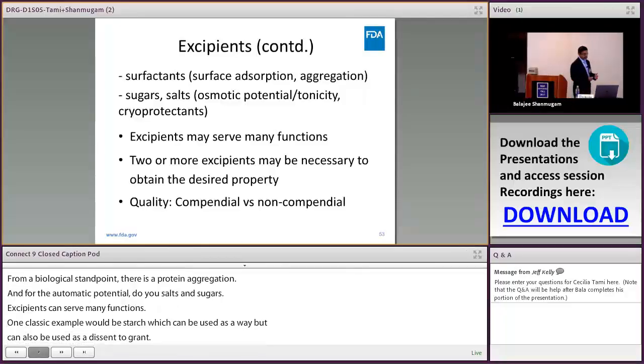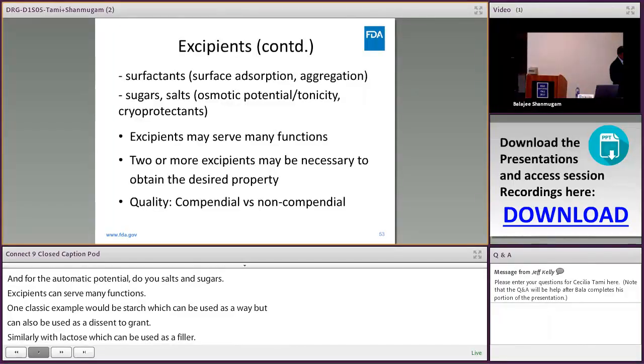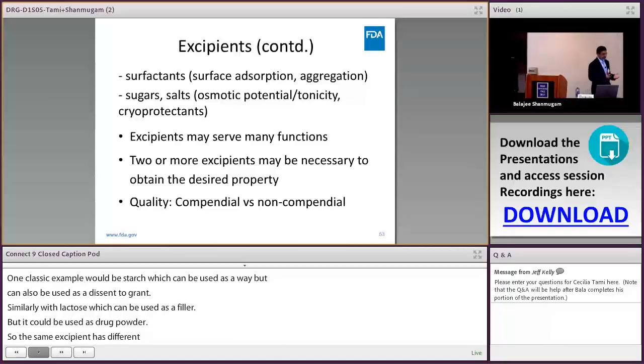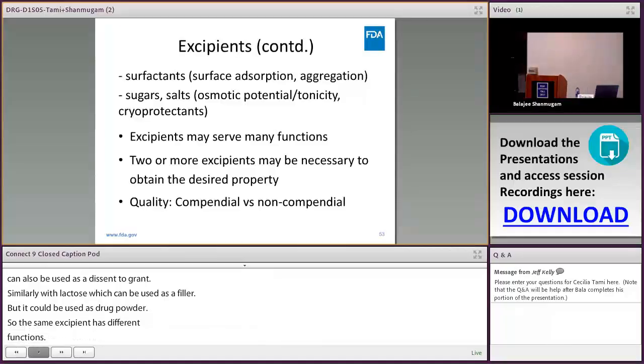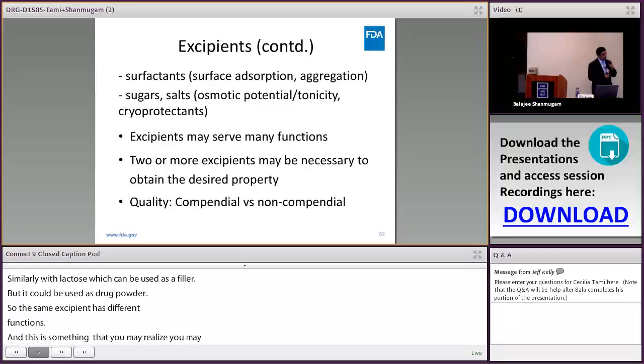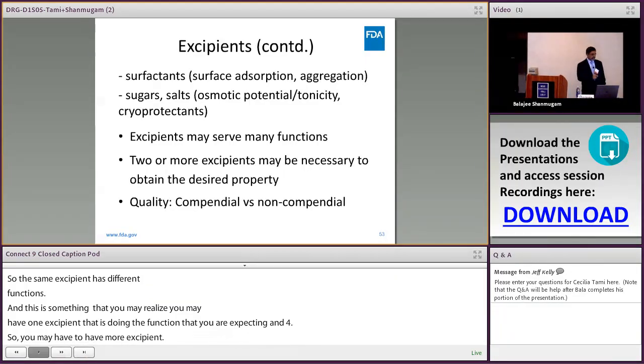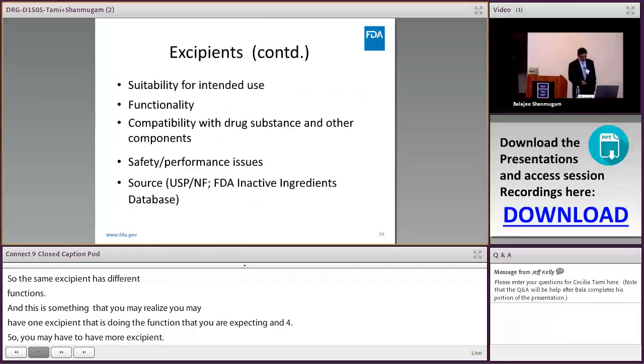So the same excipient has different functions, and also 2 or more excipients may be necessary to obtain the desired property. This is something that probably evolves as drug development goes by, and you realize that one excipient is not really doing the function that you are expecting of it, so you may have to have 2 or more excipients that are compatible. Now, again, coming back to compendial, non-compendial, if it's a compendial, we're good with it. Just make mention of what compendial standards it meets, and then we'll come to the non-compendial in a few slides from now.